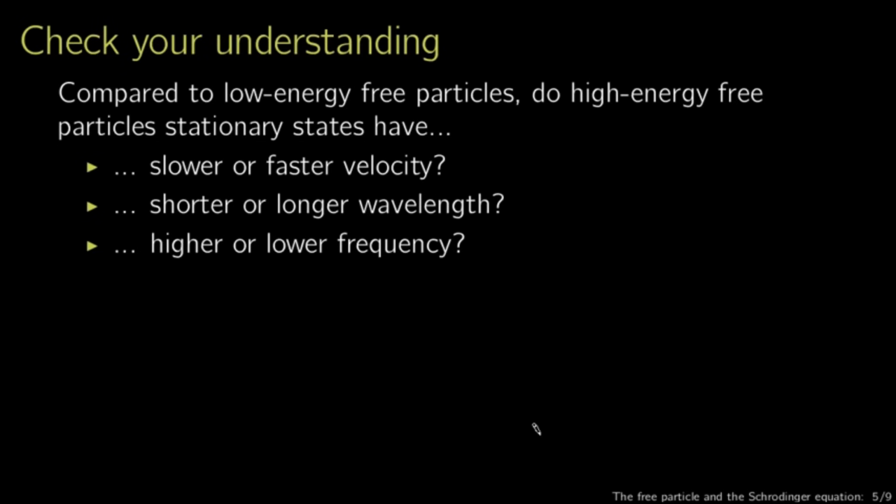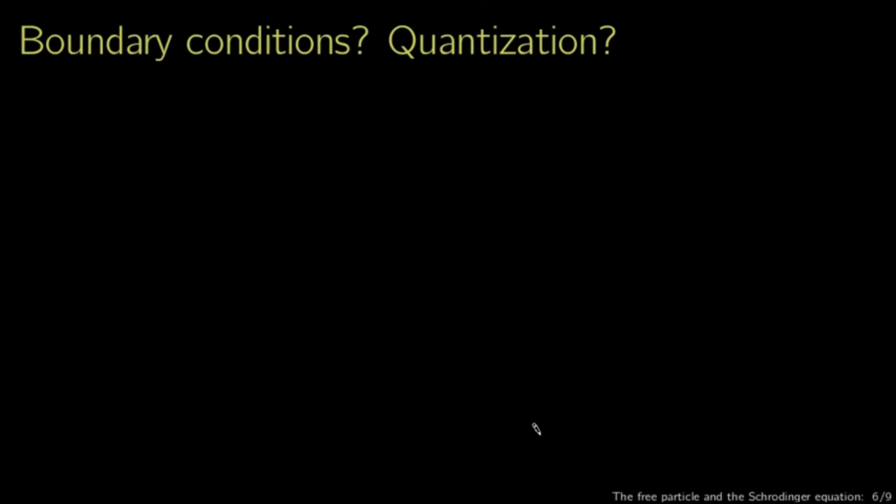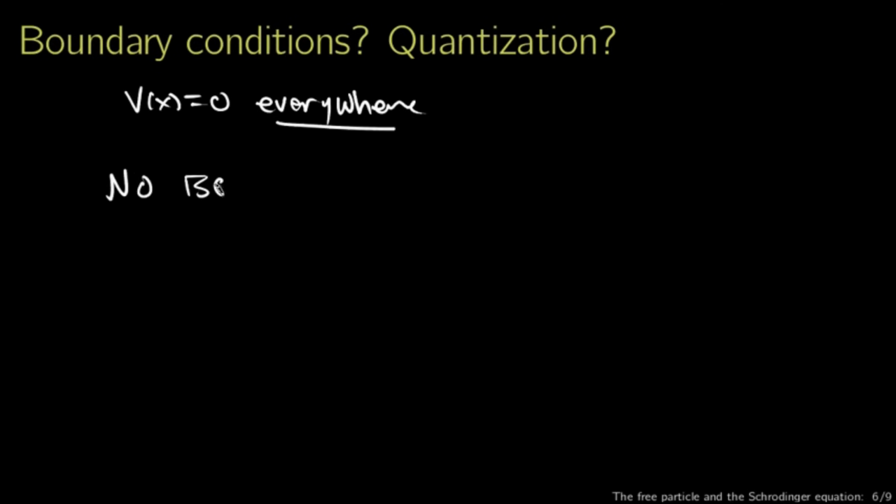What we did after we got our stationary state solutions to the Schrodinger equation, for instance the particle in a box or the harmonic oscillator, was examine the boundary conditions and determine whether or not we had quantization. This is where the free particle gets a little bit difficult to work with. The problem here is that V of x is equal to 0 everywhere. And I mean everywhere. There are essentially no boundaries.